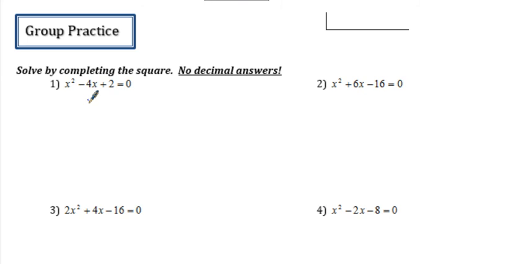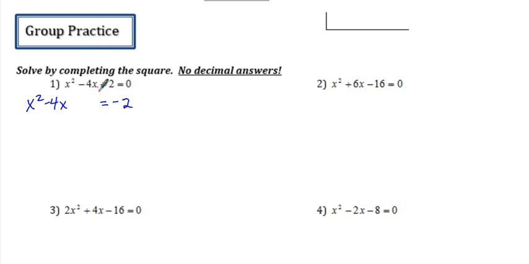Step number 1 is move c to the right side of the equal sign. This is your c term, the constant. So step number 1 is to move that term to the right of the equal sign. We do that by making it negative. Step number 2 is to add 1/2 of b squared to both sides.